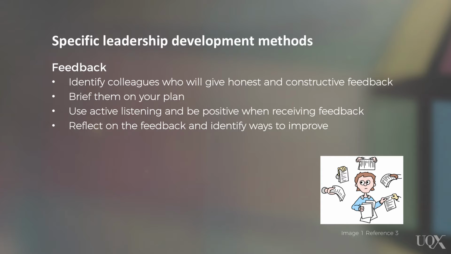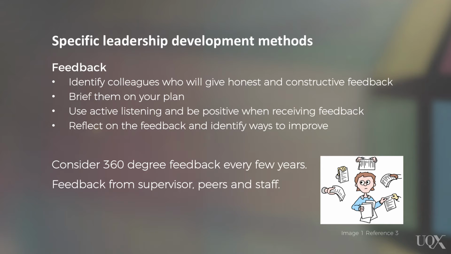Conducting a facilitated 360-degree feedback process every few years is another approach. It can be a good way to build self-awareness and identify strengths and weaknesses. It is a structured approach where a person receives feedback from their supervisor, peers, and staff if they have them. Some caution is needed, however, as these processes need to be carefully designed and managed. Getting professional help is recommended.